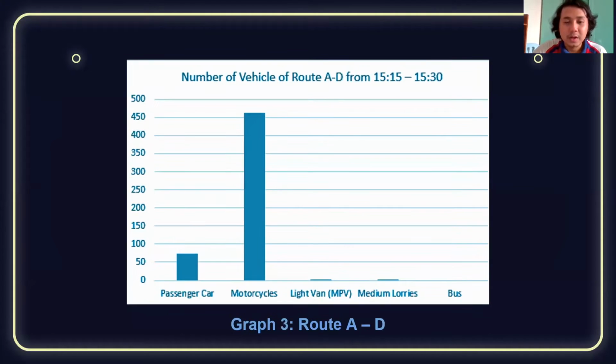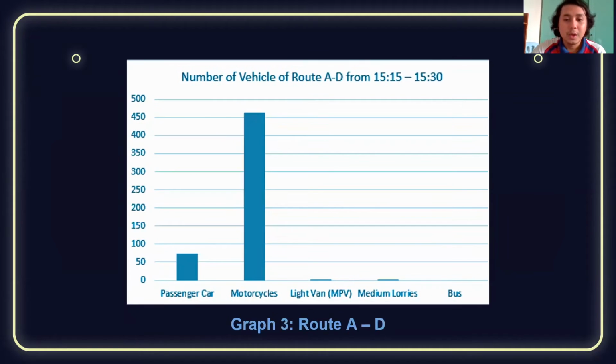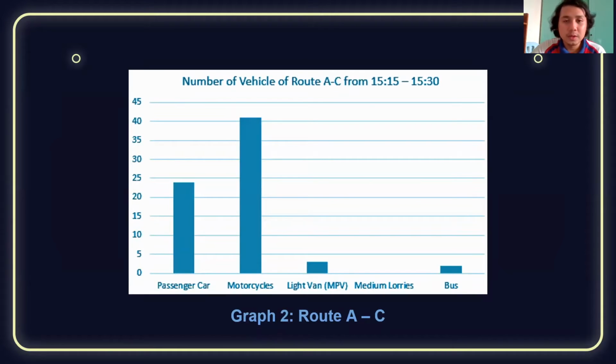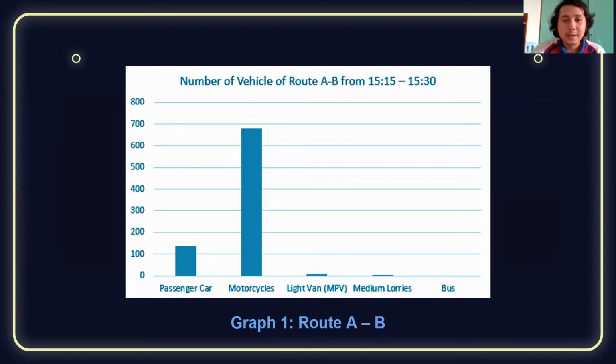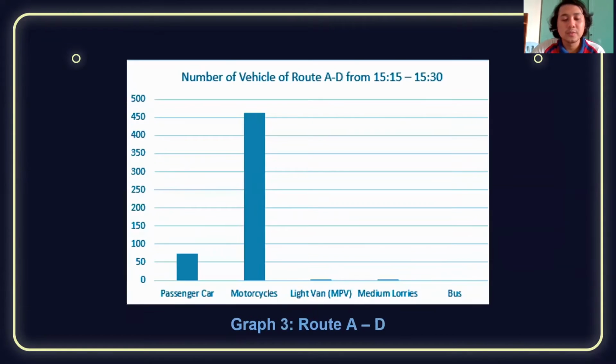As we can see from the graph, the pattern of the graphs is quite the same, where the motorcycle has the highest number compared to the other vehicles. Which means that people in Vietnam are using motorcycles as a main mode of transportation. And from the graphs also, we can figure out which roads have a higher number of vehicles. The roads that have higher numbers of vehicles are road AB, road AD, and road BC. So let's move to graph 10.